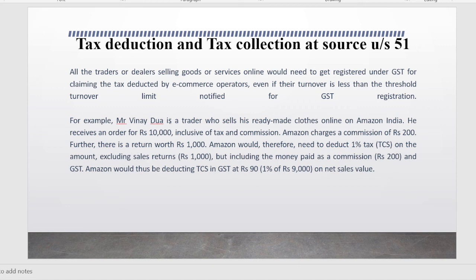एक एग्जांपल लेते, Mr. Vinay is a trader who sells his ready-made clothes online on Amazon India. He receives an order for rupees 10,000 inclusive of tax and commission. Amazon charges a commission of rupees 200. Further, there is a return worth rupees 1,000. So Amazon will therefore need to deduct 1% tax on the amount excluding sales returns, but including the money paid as a commission, that is rupees 200, and GST. So Amazon will thus be deducting TCS on rupees 9,000 at the rate 1%, that is 90 rupees, and they will deposit that amount with the GST authority in GSTR 8.